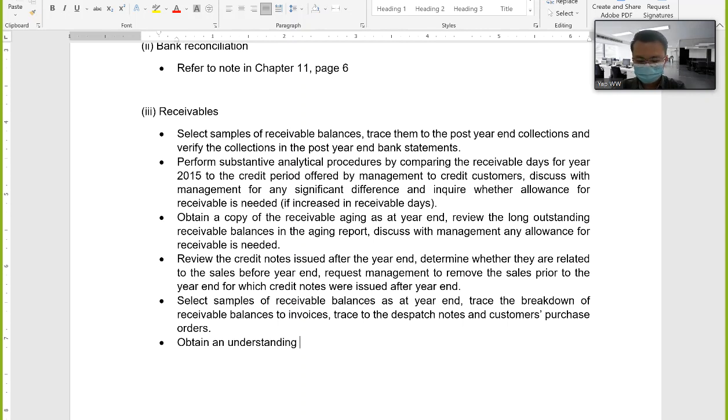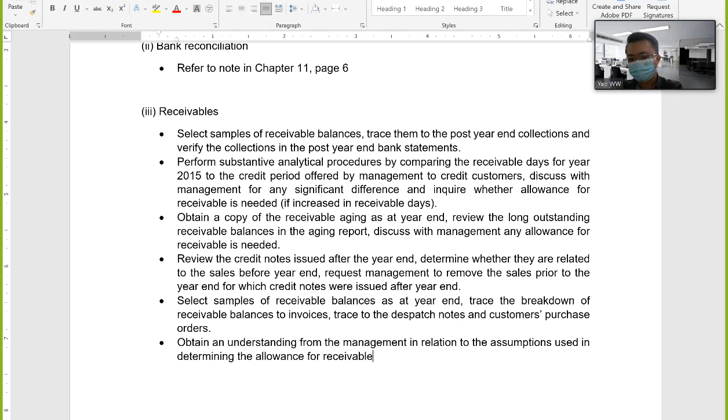Obtain an understanding from the management in relation to the assumptions used in determining the allowance for receivable. Assess the reasonableness of those assumptions. So I give you 6 procedures. It is more than enough for 5 points.